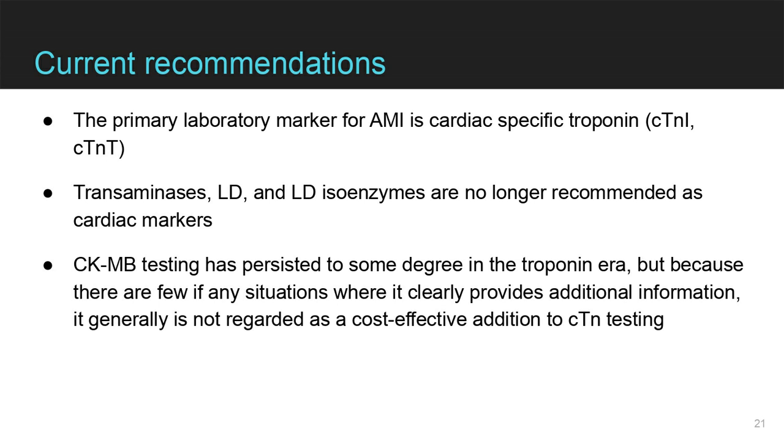Current recommendation of using biochemical tests. The primary laboratory marker of acute myocardial infarction is cardiac specific troponin, troponin I and troponin T. Transaminases, lactate dehydrogenases, or its isoenzymes are no longer recommended as cardiac markers. But some hospitals worldwide use this test because they have no money to buy a cardiac specific test. They may use this test, but the result is very bad.